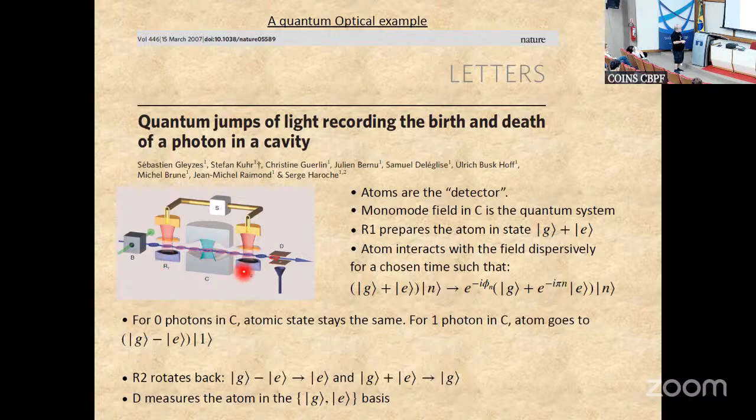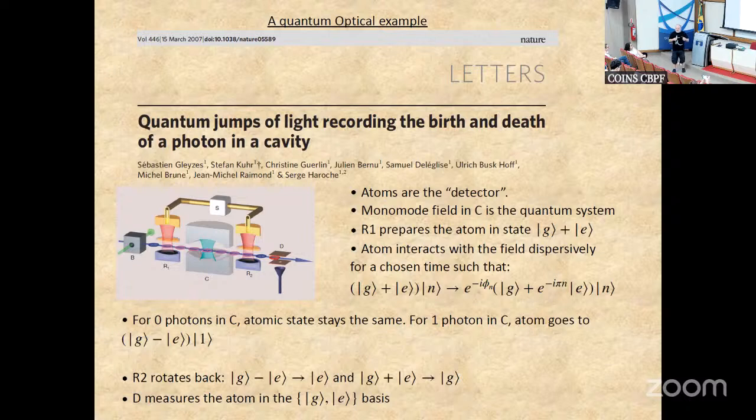Then this second cavity here rotates back the atom. If there was 0 photon, the atom is now rotated to the excited state. If there is 1 photon, the atom is rotated back to the ground state. So now in D, you detect the atom and you can tell 0 or 1. Okay, so the atom is a detector for the field inside the cavity.